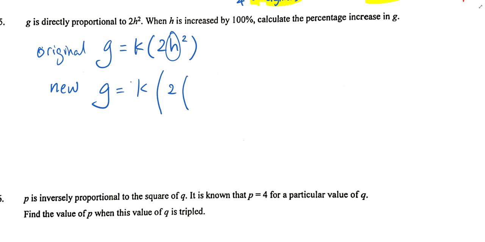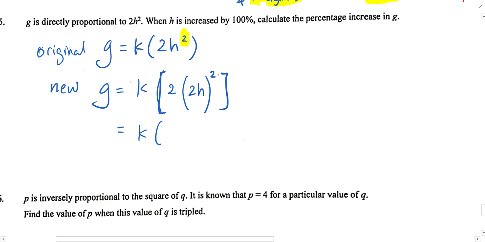What is our new value of H now? 2H. Okay, look at this square over here. Who does it belong to? It belongs to H, right? And now, since your H has doubled, then we expect the square to have an impact as well. Understand so far? So now I can close my bracket. Okay? So let us evaluate this. We get k multiplied by 2H squared. That's 4H squared, times 2, 8H squared. Alright?